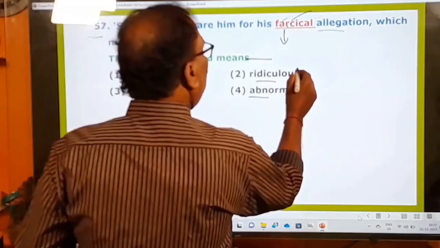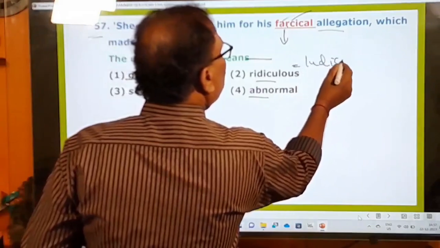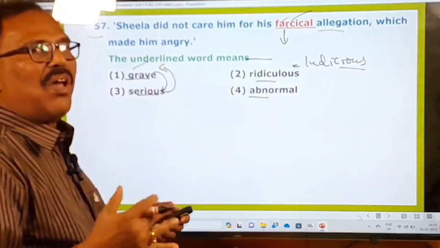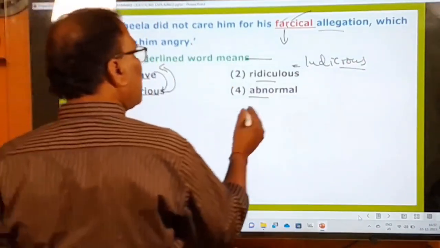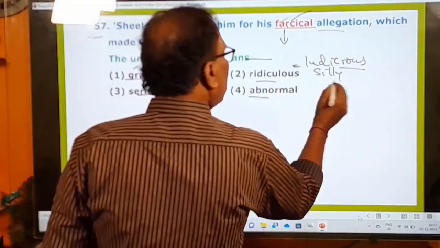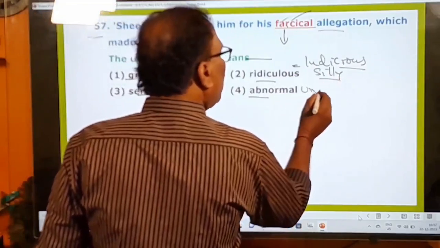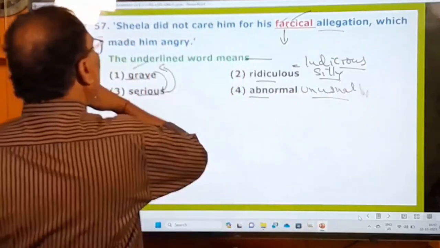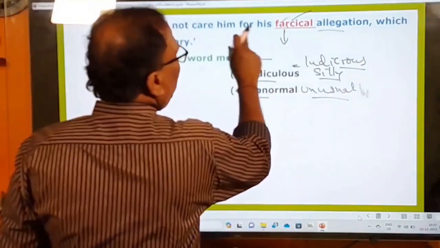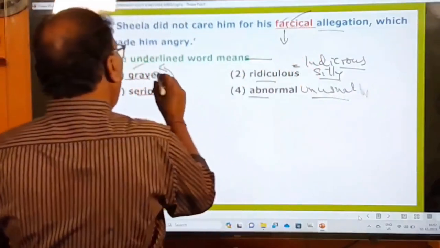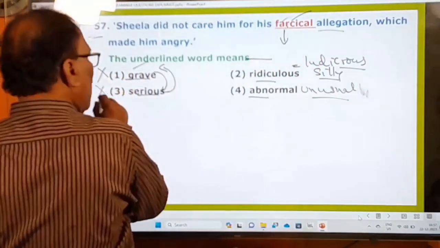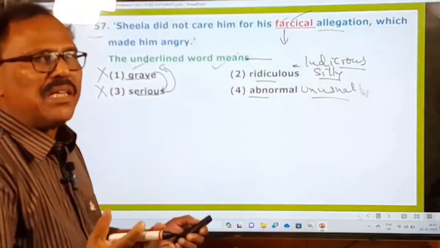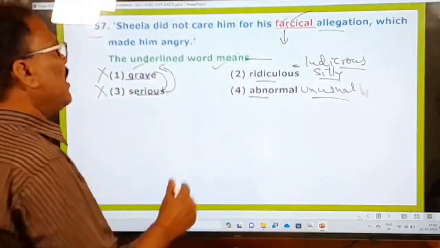And here ridiculous means what? Ludicrous. Ludicrous means that which makes one laugh. Ridiculous, and silly in other words, you can also say. Ridiculous means silly. Abnormal means unusual. So in this way, Sheila did not carry him for his farcical allegation. Farcical means not a grave or serious allegation, but a ridiculous allegation. Ridiculous means just meaningless, just silly and ludicrous. That is the meaning of this.